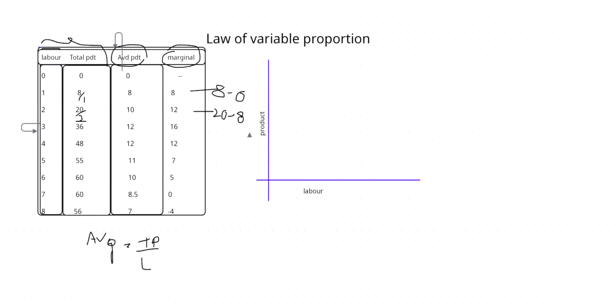So that is the reason: first one is nil, second one 8, 12, 16, 12, 7, 5, and then you have got 0 and you have got it as minus 4. So the law of variable proportion states that when you are increasing one particular variable, keeping other things common, to a certain extent it is going to give you a good amount of production. It is going to give you increasing production only.